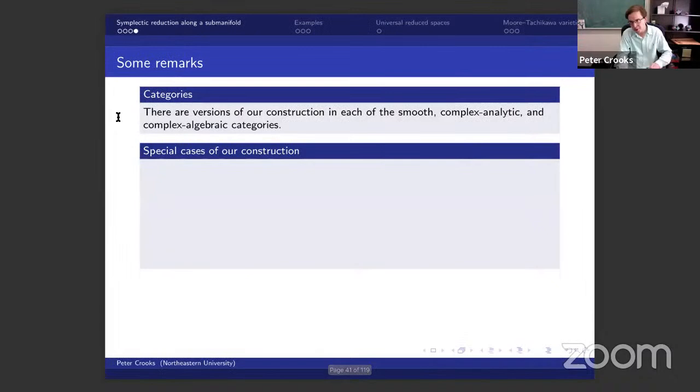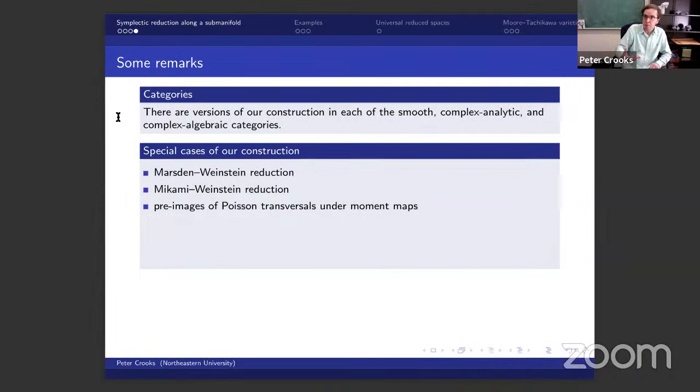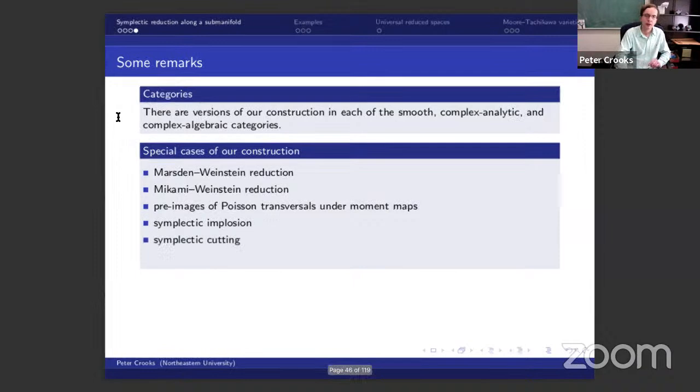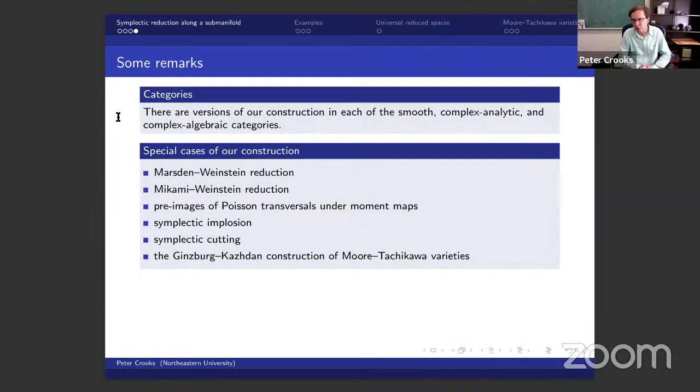This construction recovers as special cases the following symplectic quotient constructions that have emerged in the literature over the years. I'll mention some of these as examples, but for now, let me just list them. Special cases include Marsden-Weinstein reduction and Mikami-Weinstein reduction for symplectic groupoid actions, and the very simple fact that when you take the pre-image of a Poisson transversal under a moment map, you get something symplectic that can be realized as a special case of this construction. A little bit more exotically, one can recover symplectic implosion as a case of reduction along a submanifold if one thinks about it the right way. Symplectic cutting as well. And then the theme on which I'll conclude my talk is recent work by Ginzburg and Kazhdan on what are called Moore-Tachikawa varieties in TQFT. You can realize their construction as an instance of symplectic reduction along a submanifold.